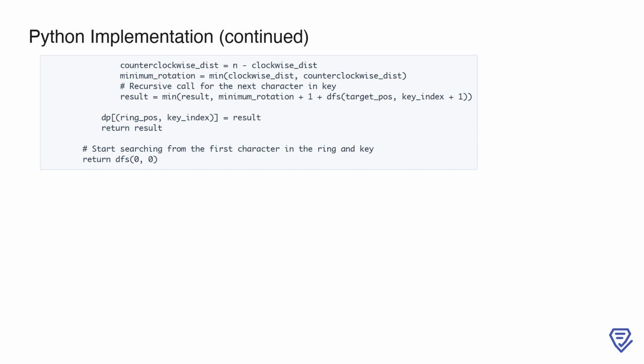At the end of the process, the function dfs is initially called with the starting ring position set to 0 and the key index set to 0, indicating that we start at the first character of the ring and the first character of the key. The solution is returned as the result of this initial dfs call, representing the minimum steps required to spell out the entire key using the given ring.